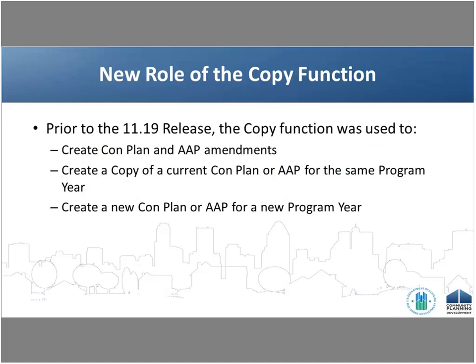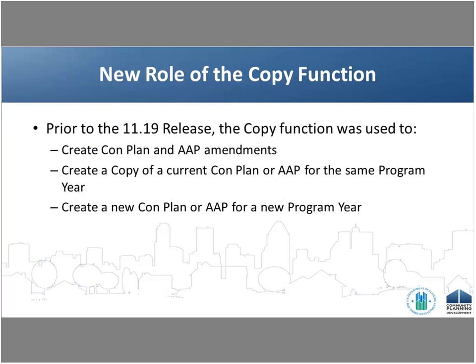When do we use that? How is that used, and when might grantees want to use that? Yeah, so the copy functions for the con plans and annual action plans had been modified pretty significantly through the 1119 release. And that was really done to support the new amendment functionality. With the new amendment functionality, grantees will have one and only one official plan for each program year. And grantees should now only use the copy functions to create new plans for new program years.